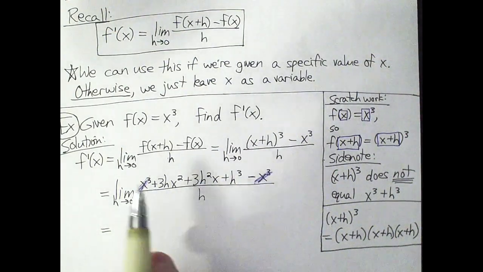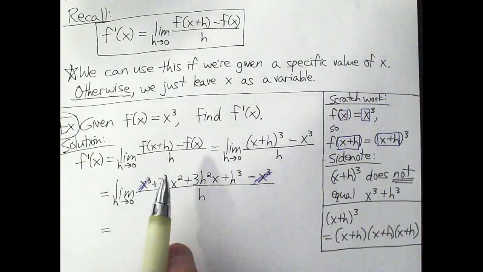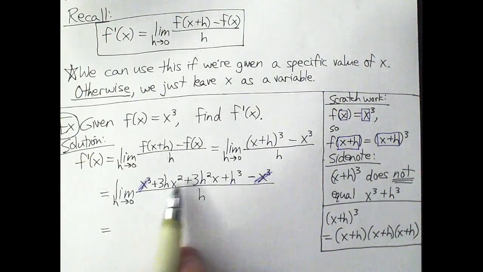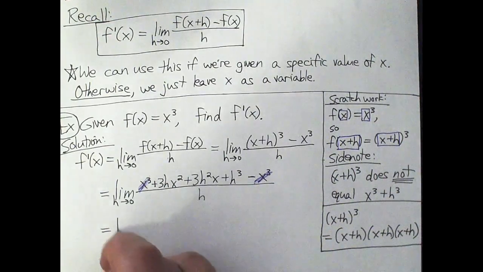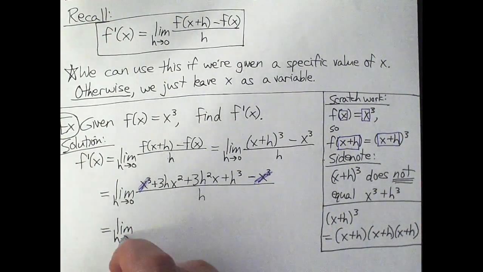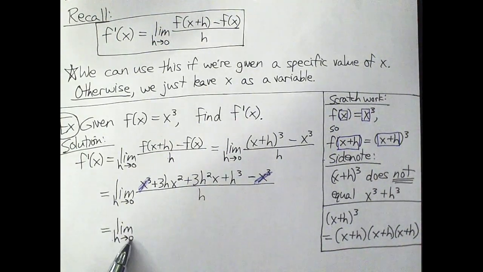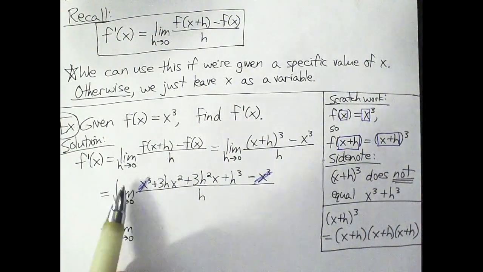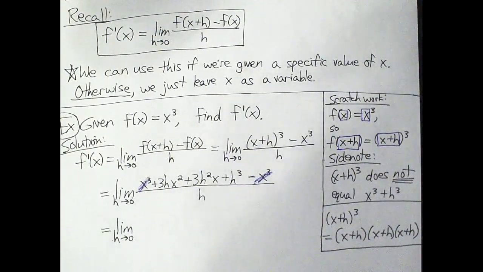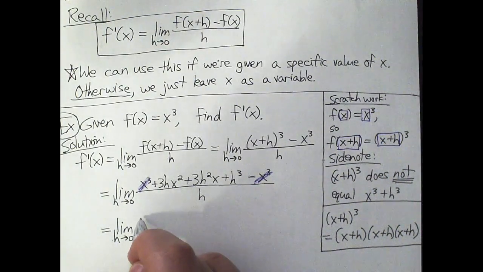Okay, so what I want to do next is notice that the pieces that are still here, they all have h. So we could factor an h out of the top. Notice that as I do this, I'm starting by writing equal sign, limit h goes to 0. You need to do that. You need to write equal signs between things that are equal. You need to write limit for things that are a limit. If you want to get full credit, you need to do those things. Okay, pull out h.